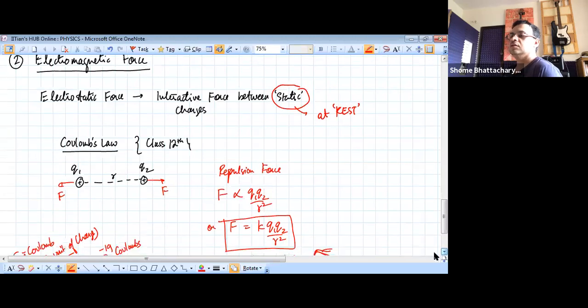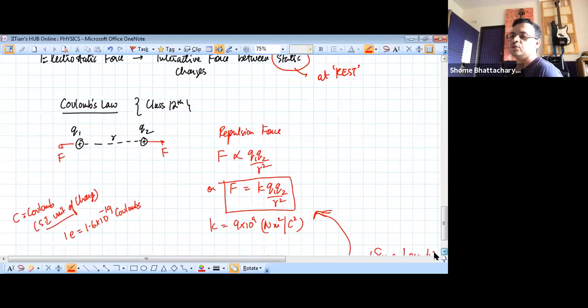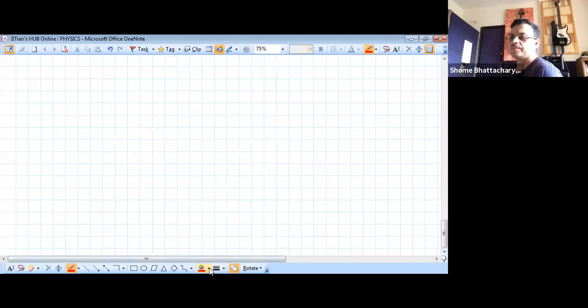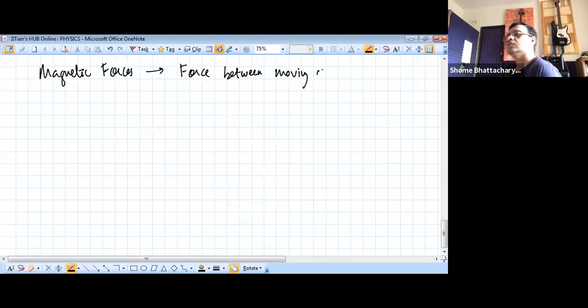Now similarly, as I said, you don't need to write down this in detail right now. This is just to give you some idea about these forces. Similarly, I'll talk a little bit about strong and weak forces also. Similarly, we have magnetism or magnetic forces. So they are force between moving charges or currents.